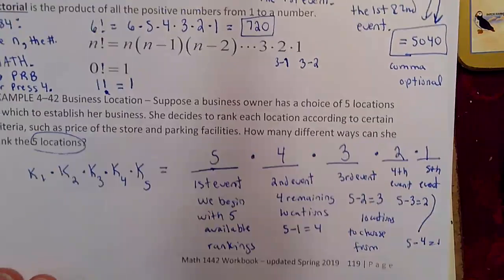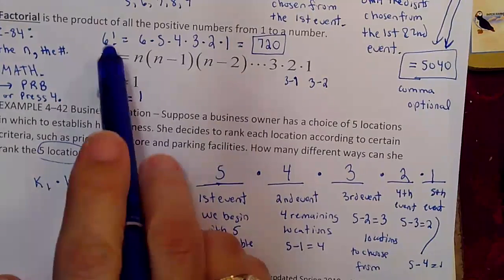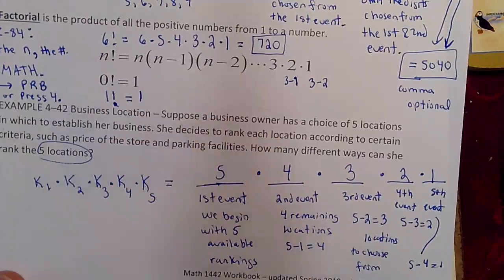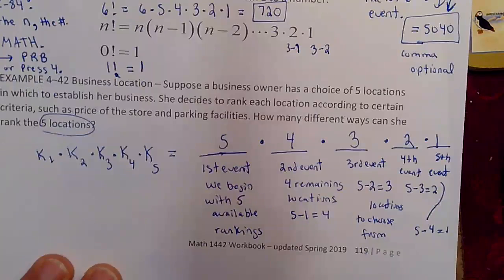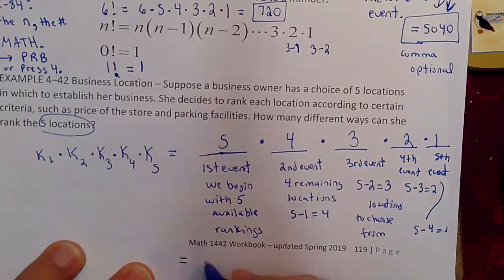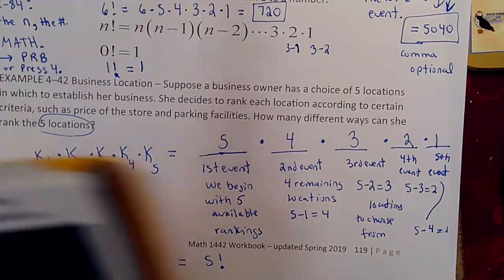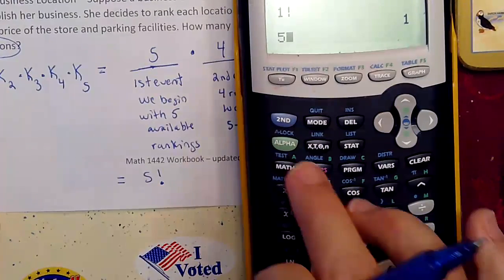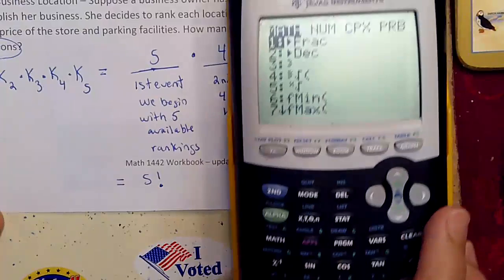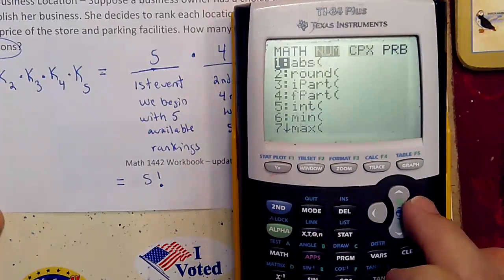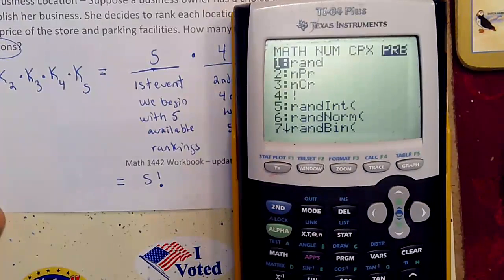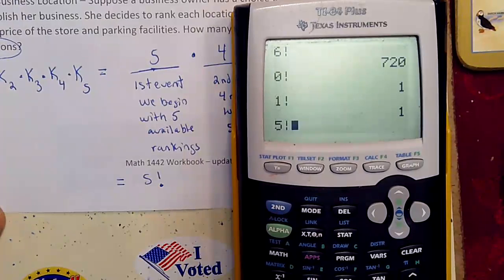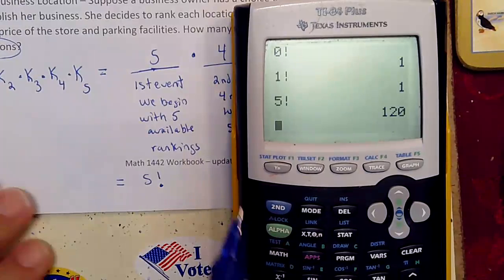This is the reason why this problem follows this by factorial. It's 5 times 4 times 3 times 2 times 1. And once you take it all the way down to 1, it's the factorial. So press 5, hit the math button, tab to the right all the way to probability. Then you can hit number 4, and then hit enter. It's 120.